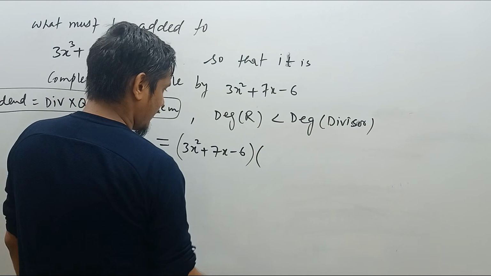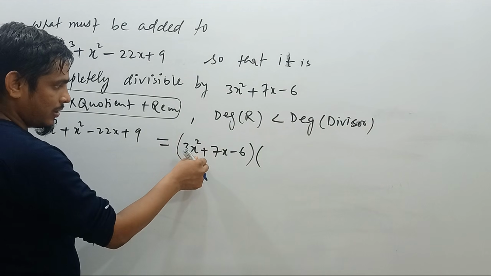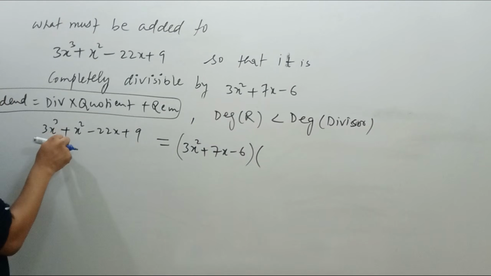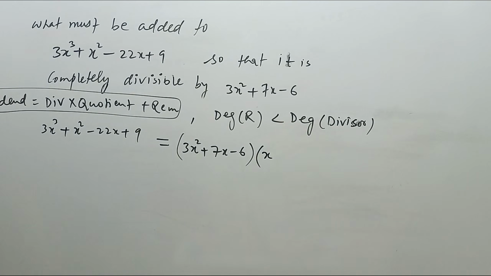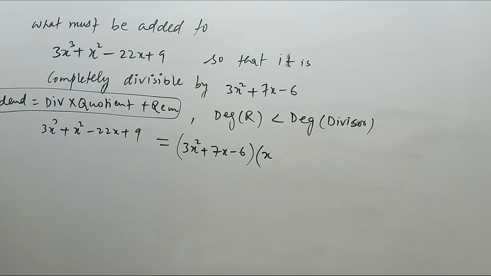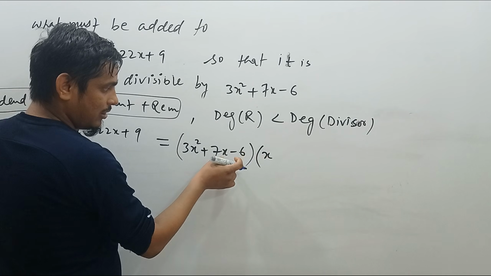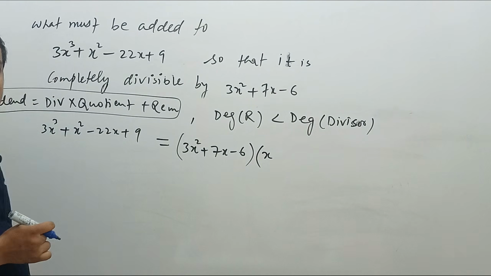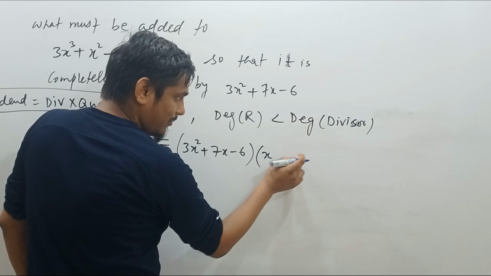Now we need to look for the quotient. Look at the leading term. This is 3x³ and this is 3x². What needs to be multiplied so that we get 3x³? We already have 3x², so we need to multiply by x. Once we multiply by x, this will come as 3x³. Next we have plus x². The second term is 7x, and 7x into x is 7x².